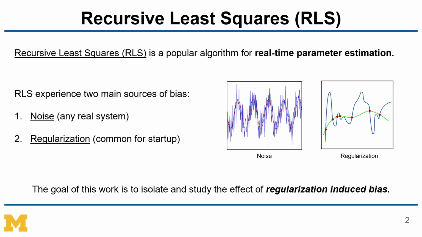Recursive least squares, or RLS, is a commonly used algorithm for real-time parameter estimation. When implementing RLS, the parameter estimate experiences bias from two main sources. The first is signal noise, and the second is regularization, which is necessary in startup as the least squares problem is ill-posed with insufficient data. The goal of this work is to isolate and study the effect of regularization-induced bias on recursive least squares.